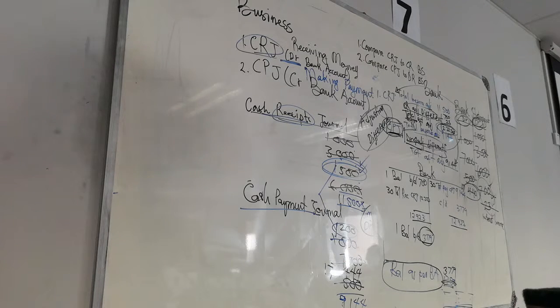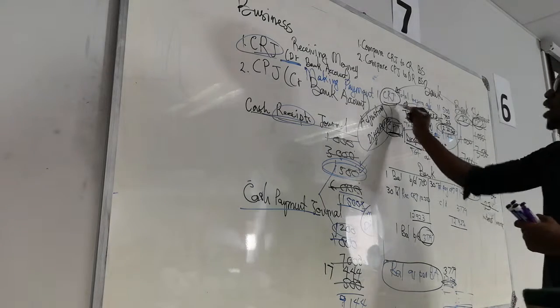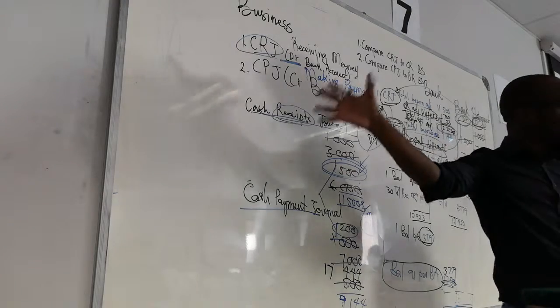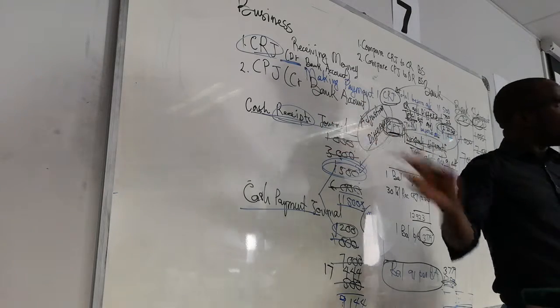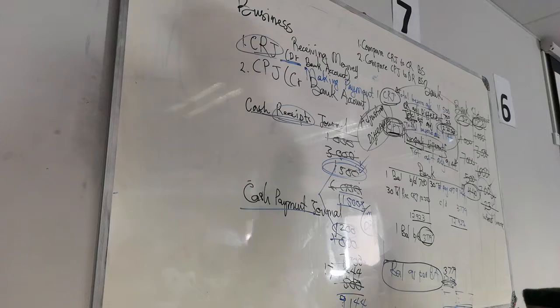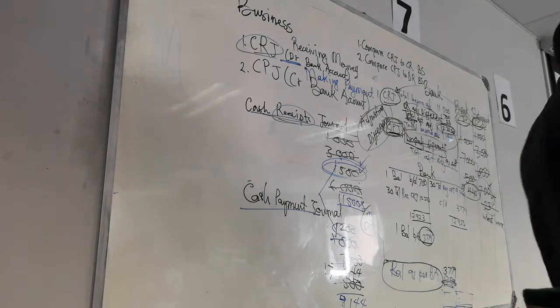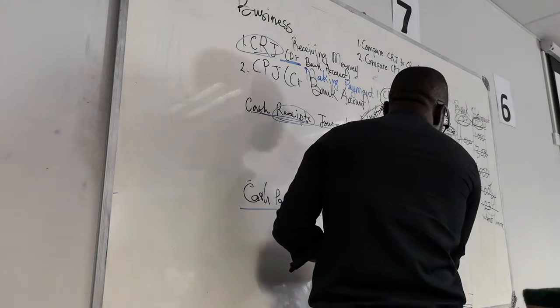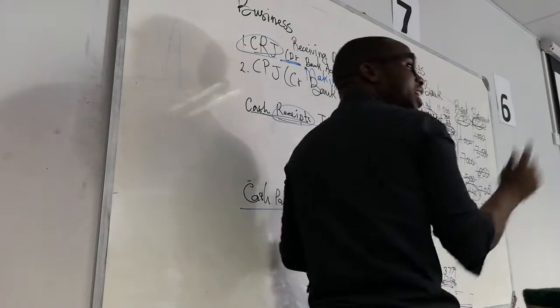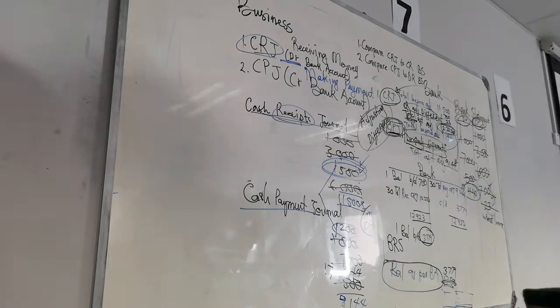If the business was wrong, we are going to correct that mistake either in the CRJ or the CPJ. Those are the books of the business. Are we together? If the bank was wrong, we are going to make a correction of that error in the bank reconciliation statement. If the business was wrong, business books. What are the business books? CRJ and CPJ. If the bank was wrong, bank reconciliation statement. Are we together? So whoever made an error must adjust their error.